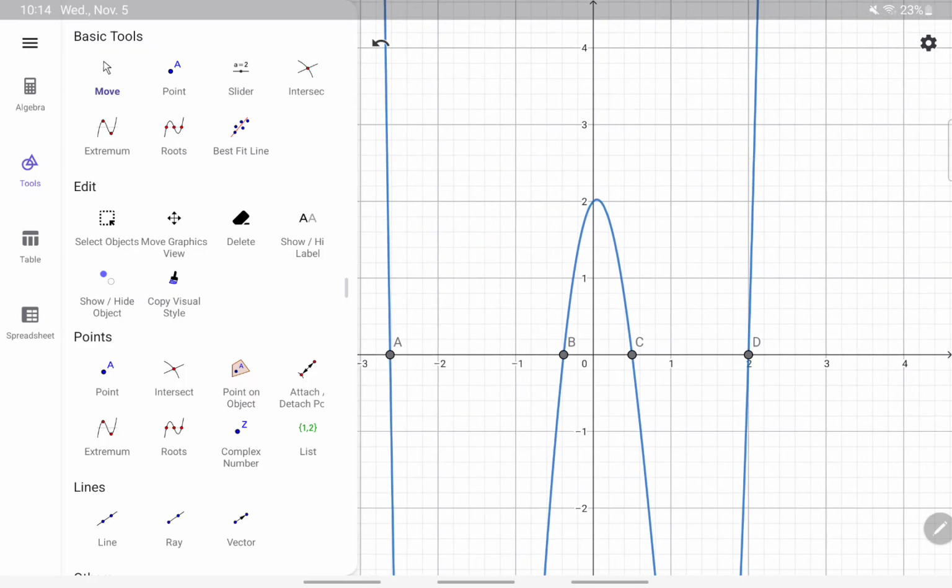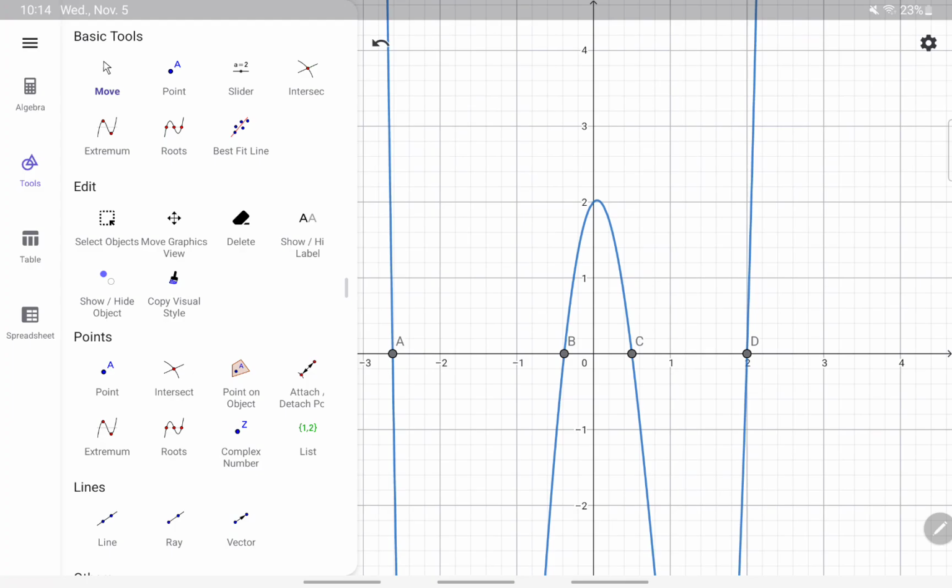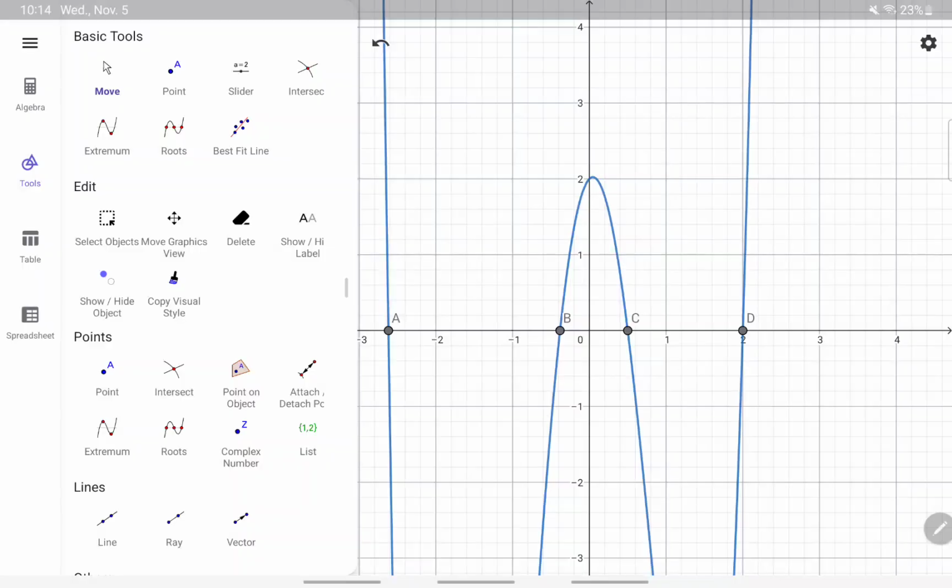So you can see that we have A, B, C, D, all of our 4 roots, and the largest one is positive 2, which is here. Okay. Using GeoGebra is really helpful. You can check your answers when you have an equation. You are going to find its roots. And when you want to check this, it's a perfect idea to use GeoGebra.